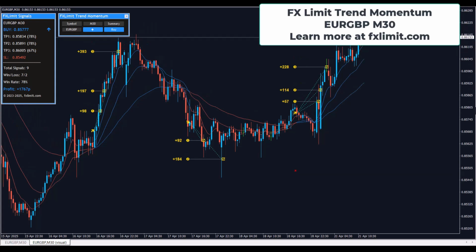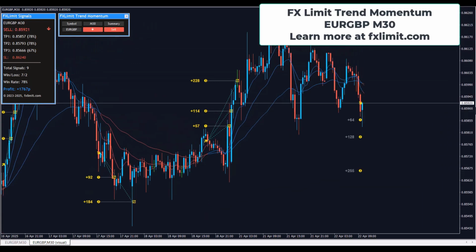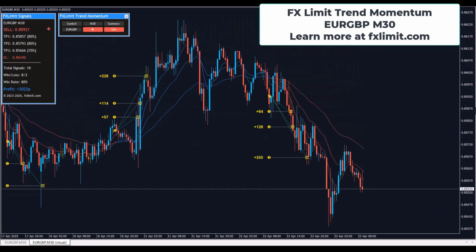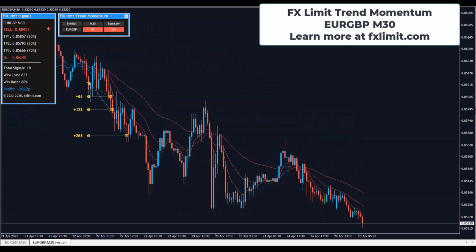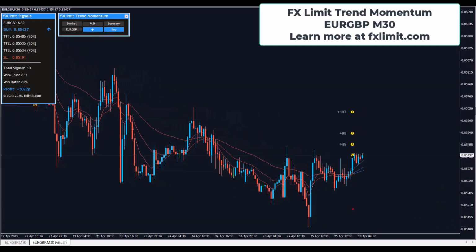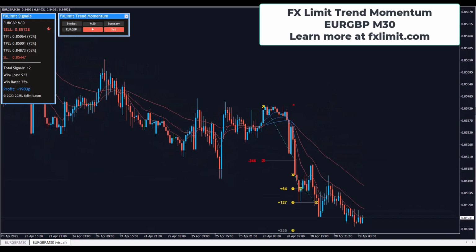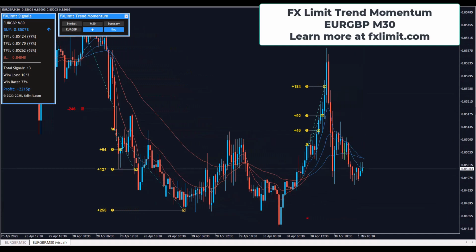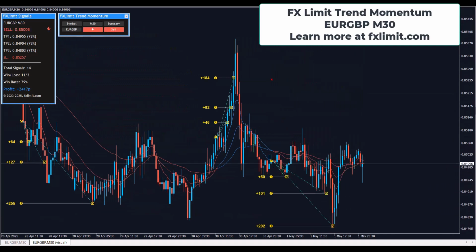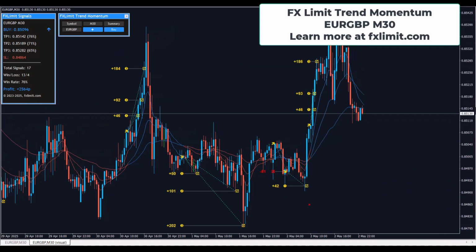The FX Limit Apex Trend Indicator is designed to help traders quickly identify the direction of the market and generate clear buy and sell signals directly on the chart. It uses an advanced algorithm to detect potential trend changes and highlight trading opportunities without repainting signals, which is important for maintaining reliable trade history and consistent strategy testing.